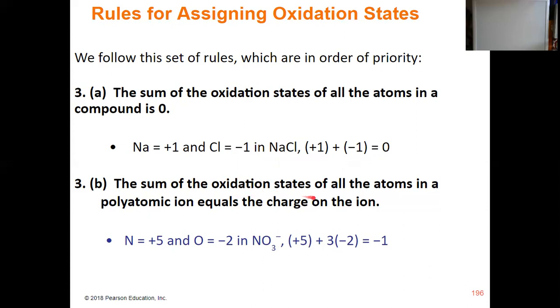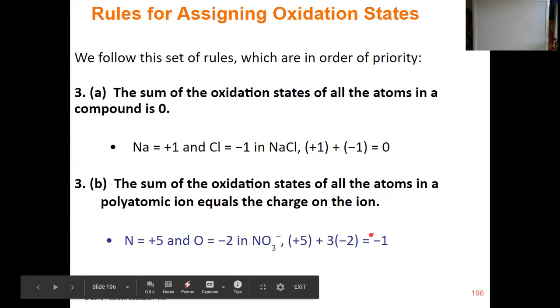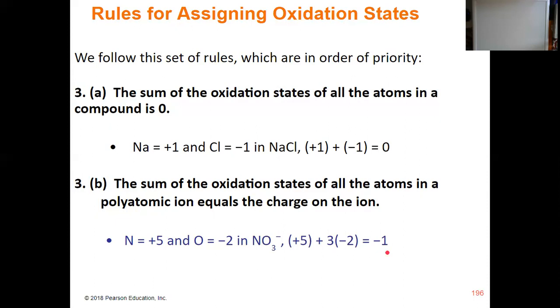The sum of the oxidation states of all atoms in a polyatomic ion is going to equal the charge on that ion. So in a neutral compound, when we summed up the oxidation states, we got a total of 0. For a polyatomic ion, when we sum up the oxidation states of each element in that polyatomic ion, we are going to get the same number as the charge on the polyatomic ion. So in this case, we're looking at nitrate. Nitrate has 1 nitrogen and it has 3 oxygens. When we sum up the oxidation state of all the elements in nitrate, we will get -1. And I will give you an example of that shortly.